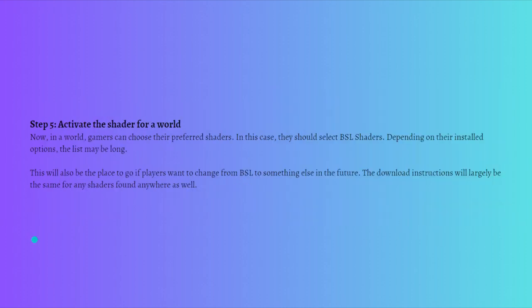And then lastly, you can activate the shader for the world. Now in a world, gamers can choose their preferred shaders. In this case, they should select BSL shaders. Depending on their installed options, the list may be long. This will also be the place to go if players want to change from BSL to something else in the future. The download instructions will largely be the same for any shaders found anywhere as well.